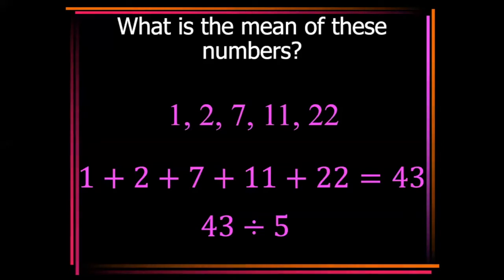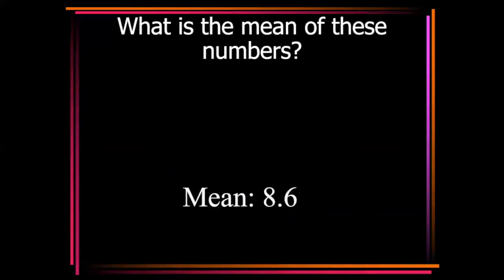When you add 2 plus 7 plus 11 plus 22, the sum is 43. Then you must divide by 5, the total number of addends. The mean of these numbers is 8.6.